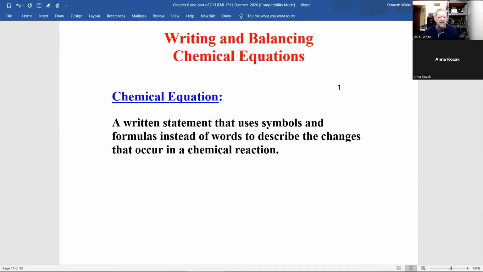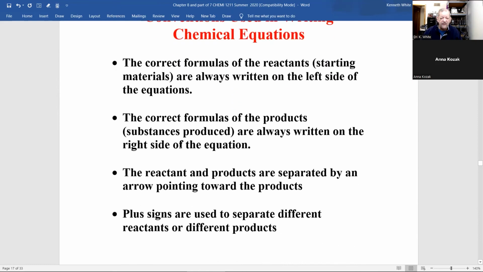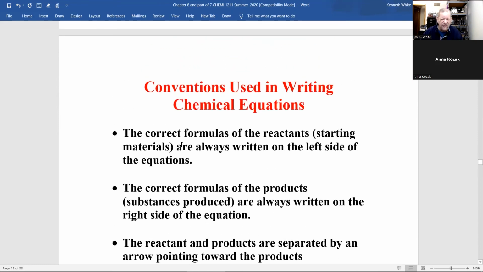Thank you. Now, I'll never ask on a test, what is a chemical equation? But that's a written statement that uses symbols and formulas instead of words to describe changes that happen in a chemical reaction. And I'll never ask you to convention, but the correct formulas, before I go there, I better teach you something.